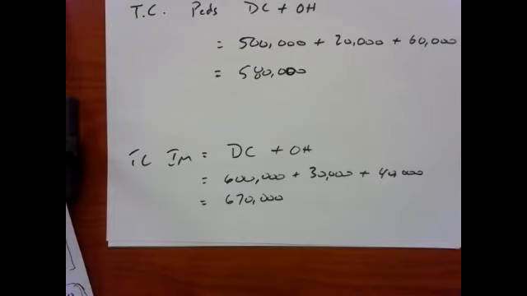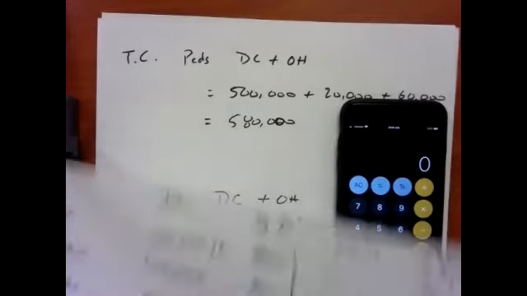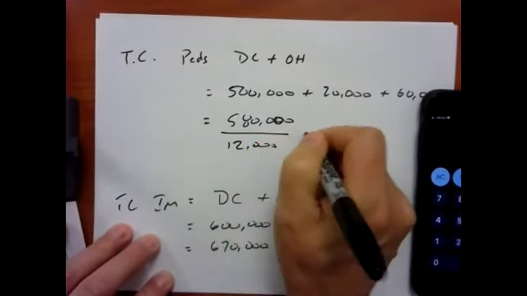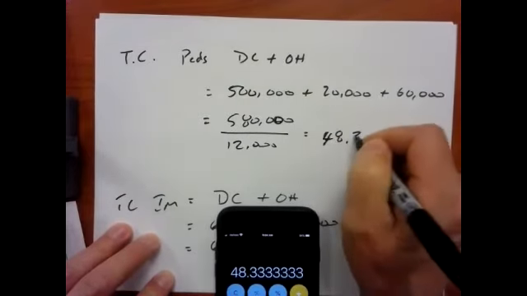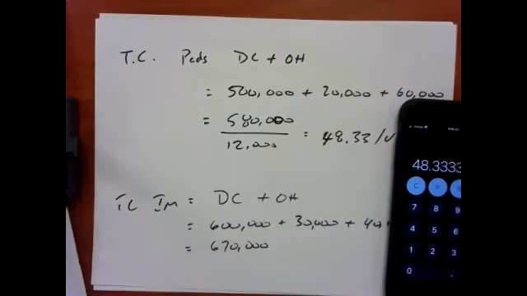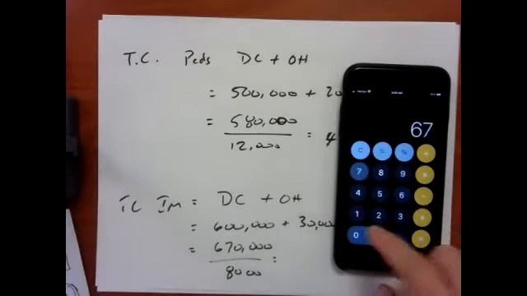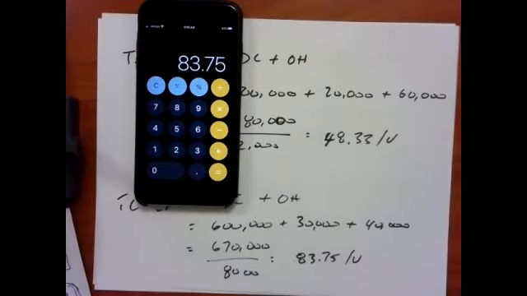So now we could say, what's our cost per visit? That's a point of interest for us as administrators. We can say, okay, peds has 12,000 visits. So 580 divided by 12,000 gives us $48.33 per visit. And internal medicine has 8,000 visits. So we could say, all right, 670 divided by 8,000 gives us $83.75 per visit. Those are our fully loaded costs.